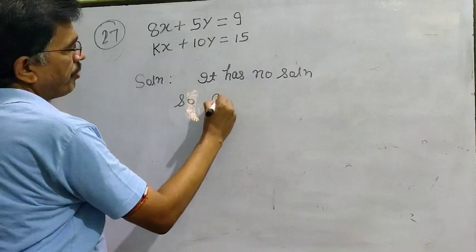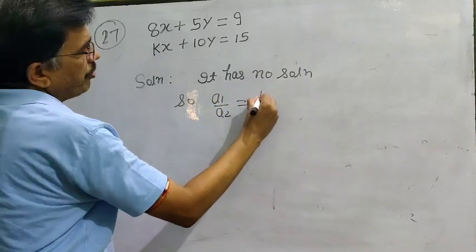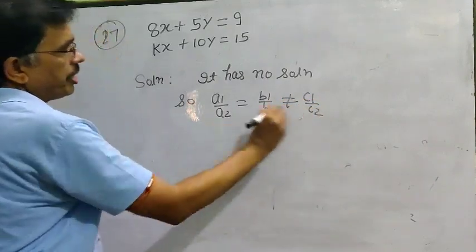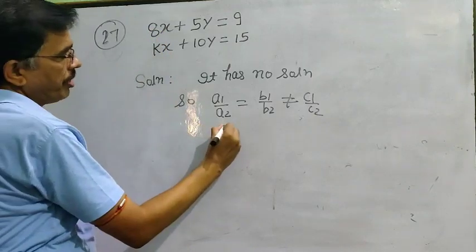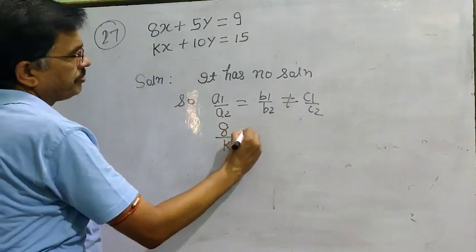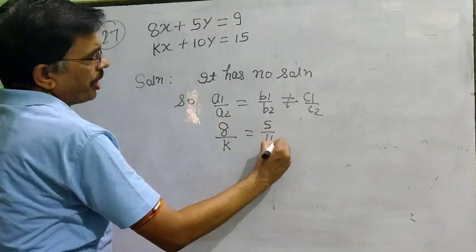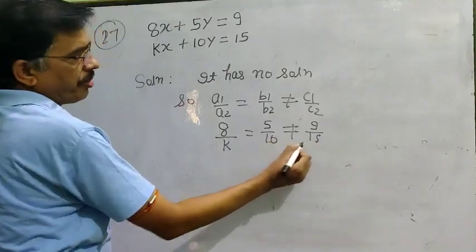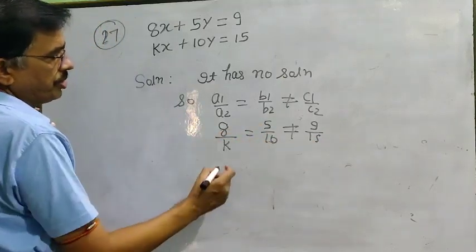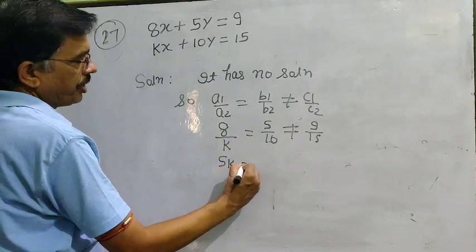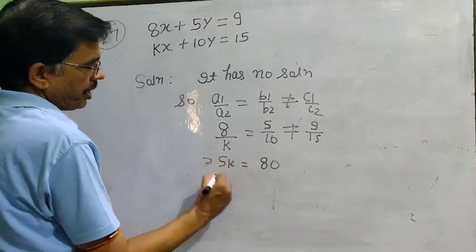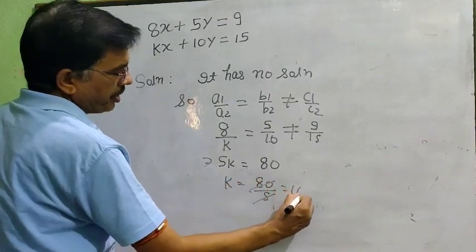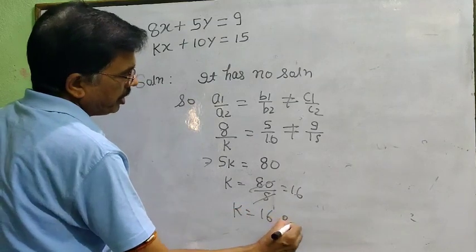So a1 by a2 is equal to b1 by b2, but not equal to c1 by c2. It is the condition of no solution. Now substitute the values, that is 8 by k is equal to 5 by 10 is not equal to 9 by 15. It is clear it is not equal. So solve the equation by these two. So 5k is equal to 80. Hence k is equal to 80 by 5, that is 16. So k is equal to 16 is the answer.